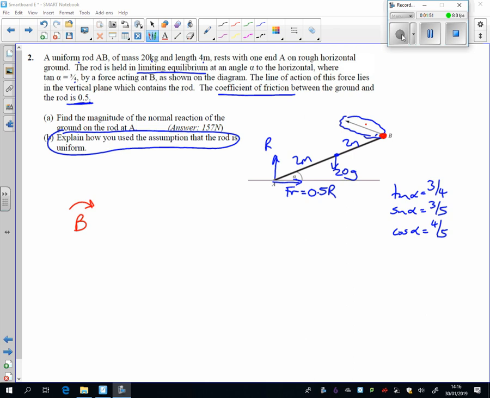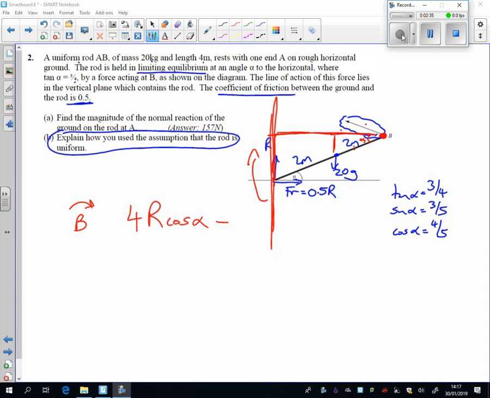It means I've got to think a little bit more about these distances. For the 20G, I've got the angle of alpha here, I know that's 2, and I'm also going to go across to here. So we're going clockwise here. The only clockwise force is all the way over there, R, 4 meters away, and the distance to that force is this distance here, which is 4 cos alpha.